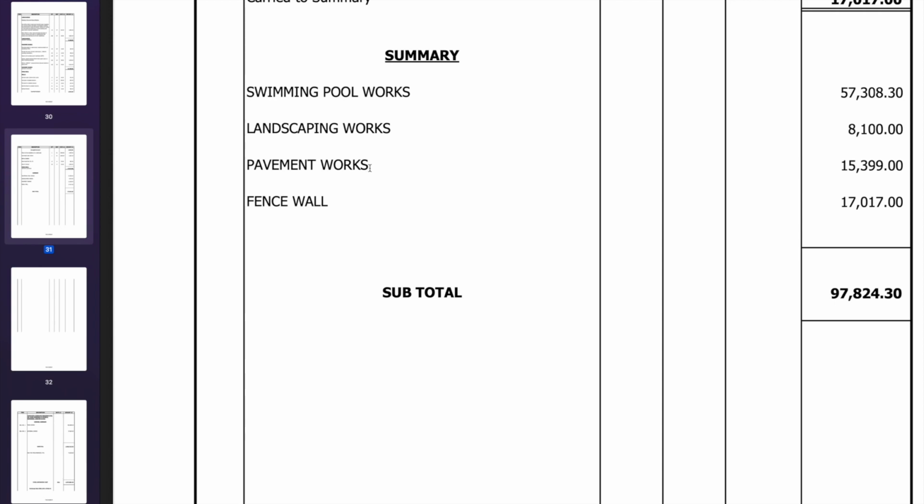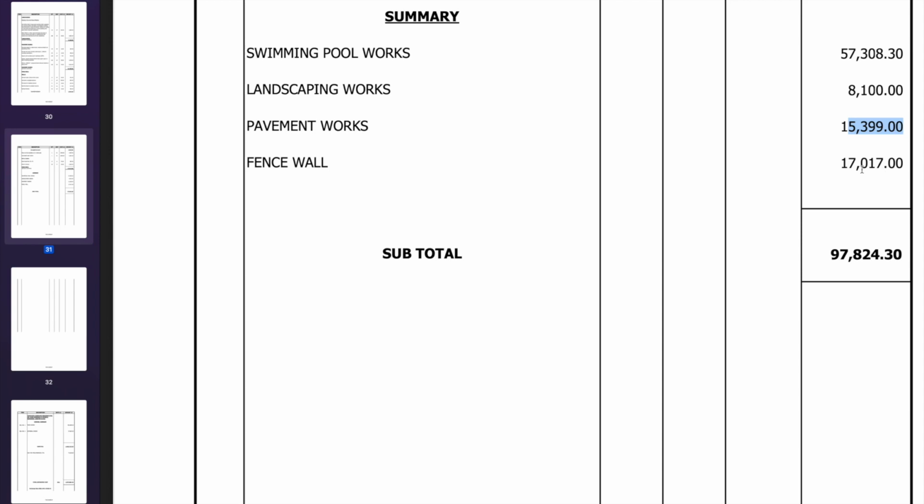We did not use pavement works. We did stem concrete. As I mentioned in my other video, stem concrete is more expensive than pavement, so this price here changed as well. And then the fence wall.